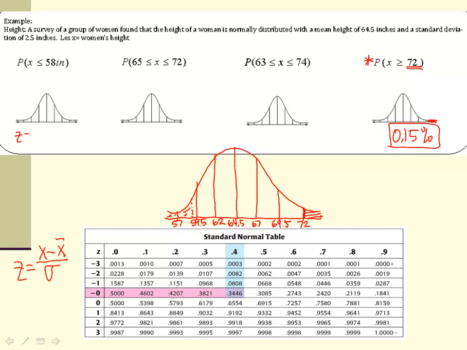If I start with a z-score, I take 58 minus my mean, and my mean was 64.5. And I'm going to divide it by my standard deviation, which was 2.5. If you're doing it in one swoop of a motion, please make sure you put parentheses. Okay, so I stick this in, and what I get for a z-score is negative 2.6.